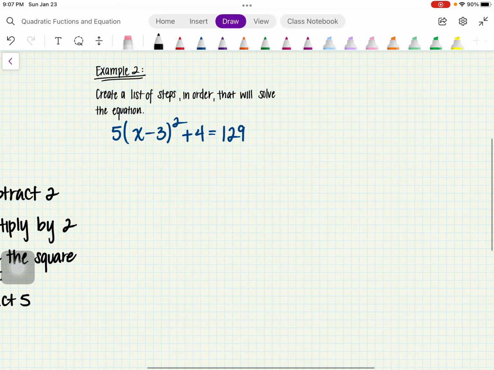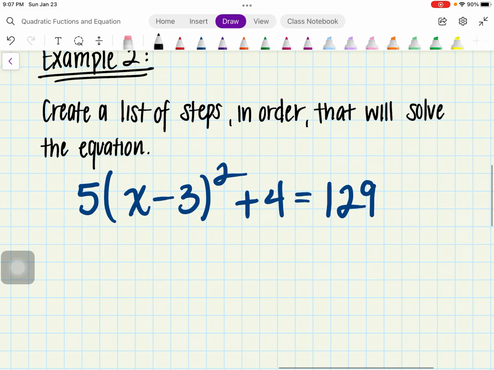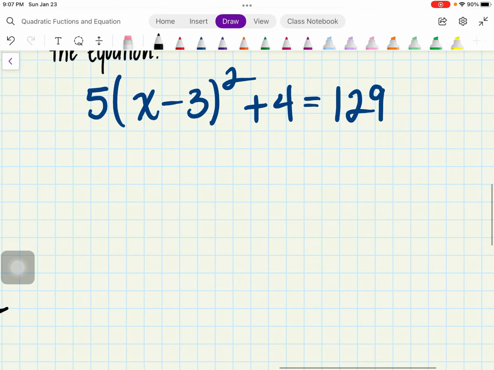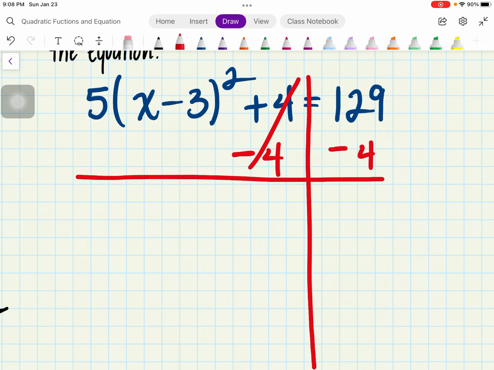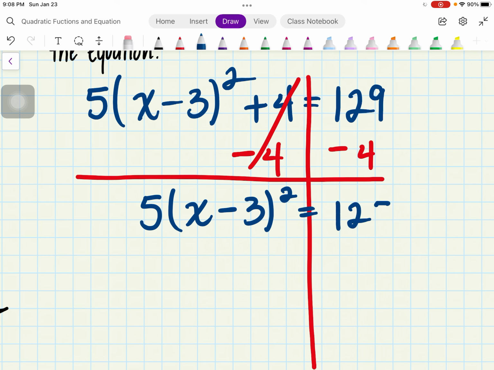Let's go ahead and take a look at this one, guys. Once again, we're doing the same process here. So the goal in this case is to solve for x. And we do have 5 times (x minus 3) squared plus 4 equals 129. Once again, the goal is to move everything that's on the outside of the parentheses. So I'm going to go ahead and first move the 4 by subtracting it from both sides. That's going to give us 5 times (x minus 3) squared equals 129 minus 4, which is 125.